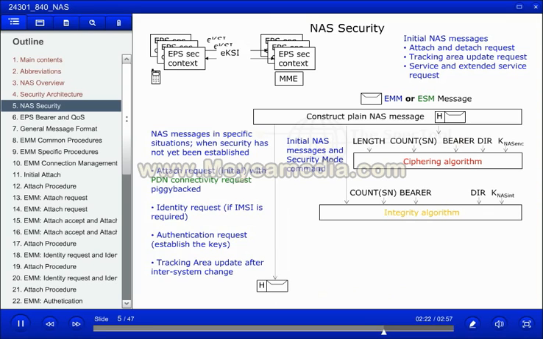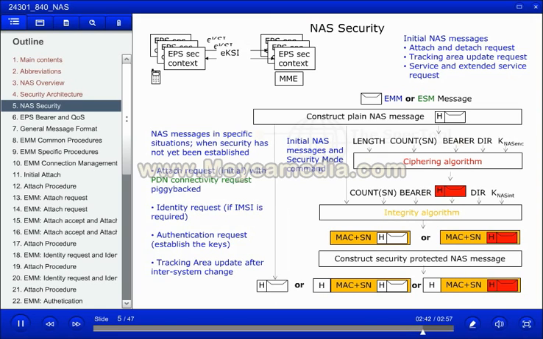Security mode command is also only integrity protected, since this is the command from the network to the UE during the attach procedure to start the ciphering. When security is activated, it covers only integrity or both ciphering and integrity. Which level of security is used is indicated in the security protected NAS message header.